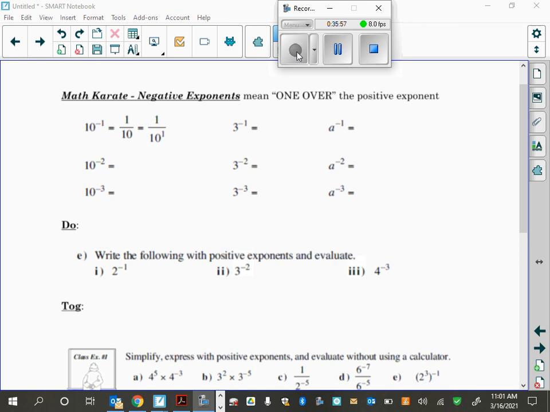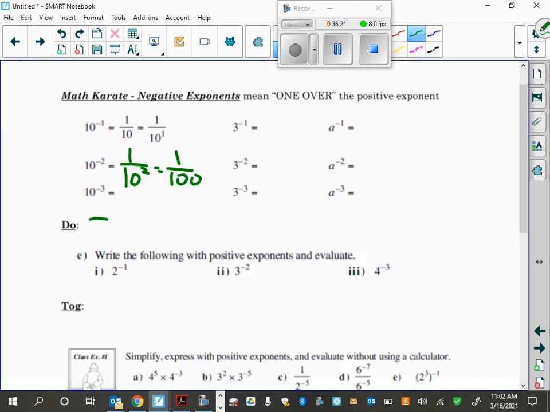Okay, so that's what it means. Negative exponent means 1 over. Yeah! That was the worst one I've ever done. Yeah! There, that was better. So, 10 to the negative 2 does not equal negative 20, does not equal negative 100. It means 1 over 10 to the positive 2, which is 1 over 100. Fill in the rest, please. Negative exponent means 1 over the positive exponent.